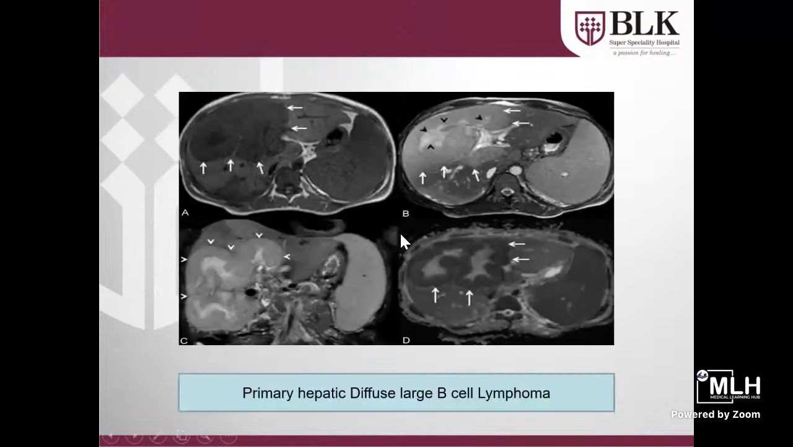You can see in these films there were these large masses, which the arrows are pointing to. To make the diagnosis, again the interventional radiologist's help was taken, and with the help of the biopsy the diagnosis was made as primary hepatic diffuse large B cell lymphoma, again a lymphoma where you can see the collection of these masses. For diagnosis, again the same biopsy, either CT guided or even ultrasound guided, helped in making the diagnosis.